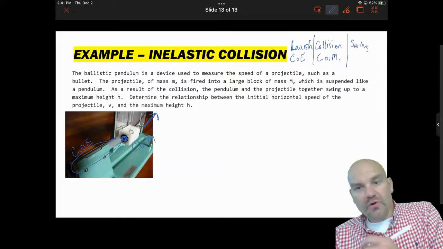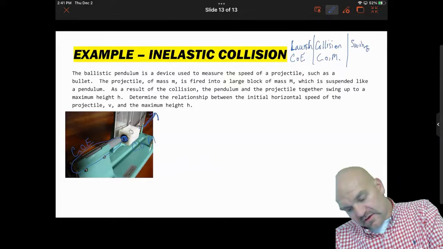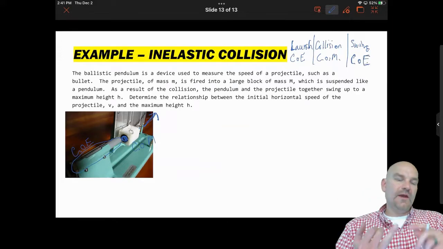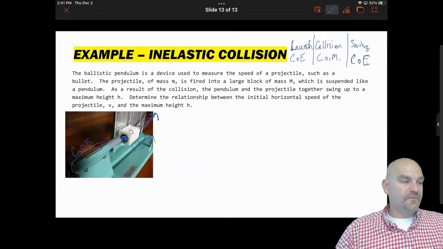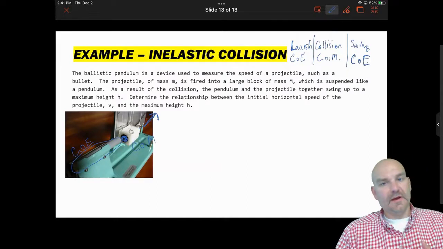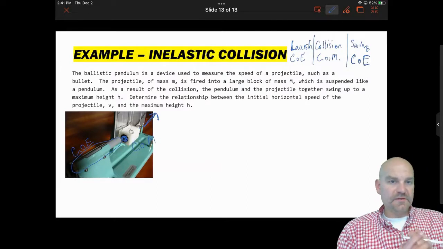So that's the third part, and that's our swing. And that's going to be conservation of energy. Now, because this is a pendulum, they can give you either the angle or the height, so there are different things you would have to apply here. Okay, so here's the question we have.